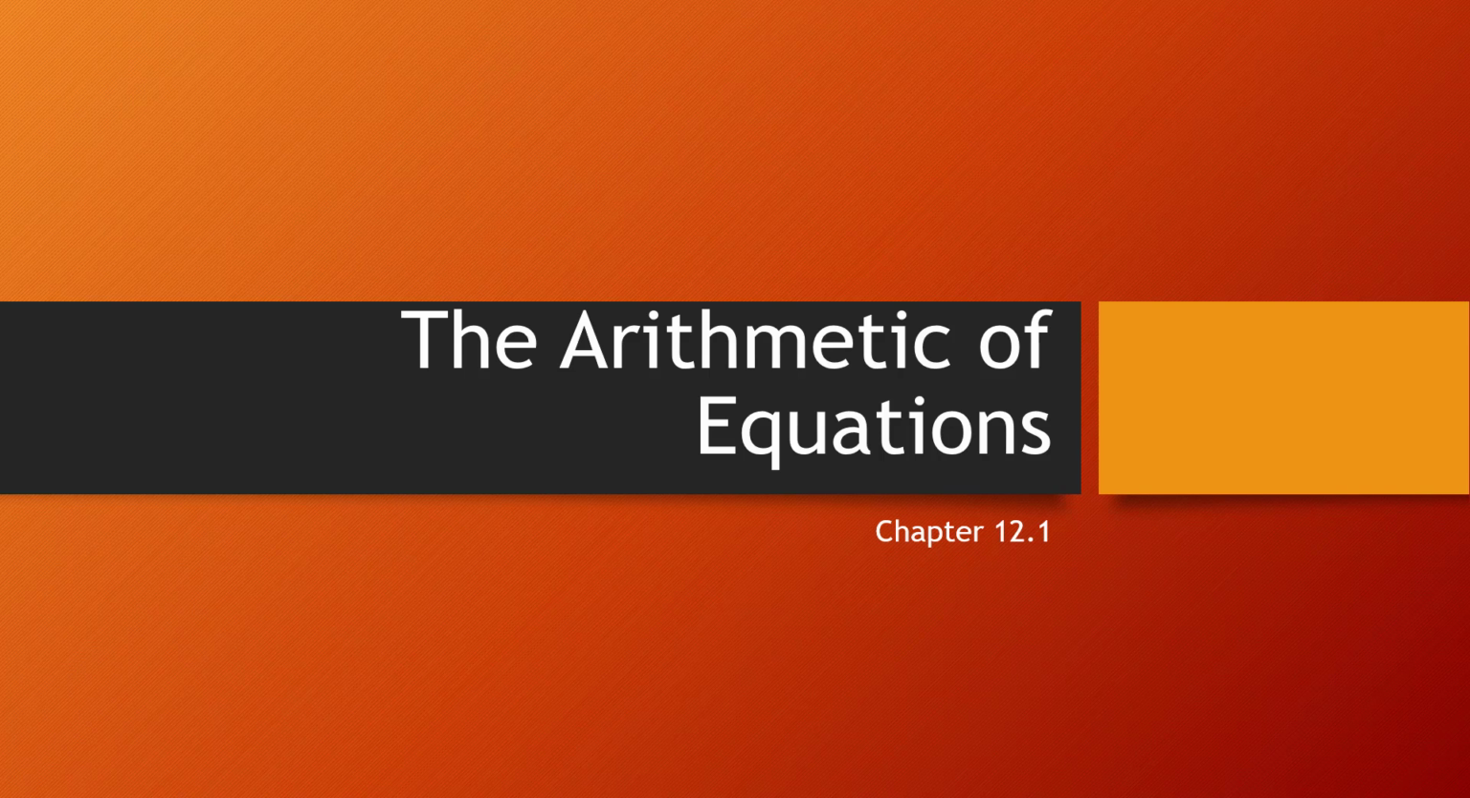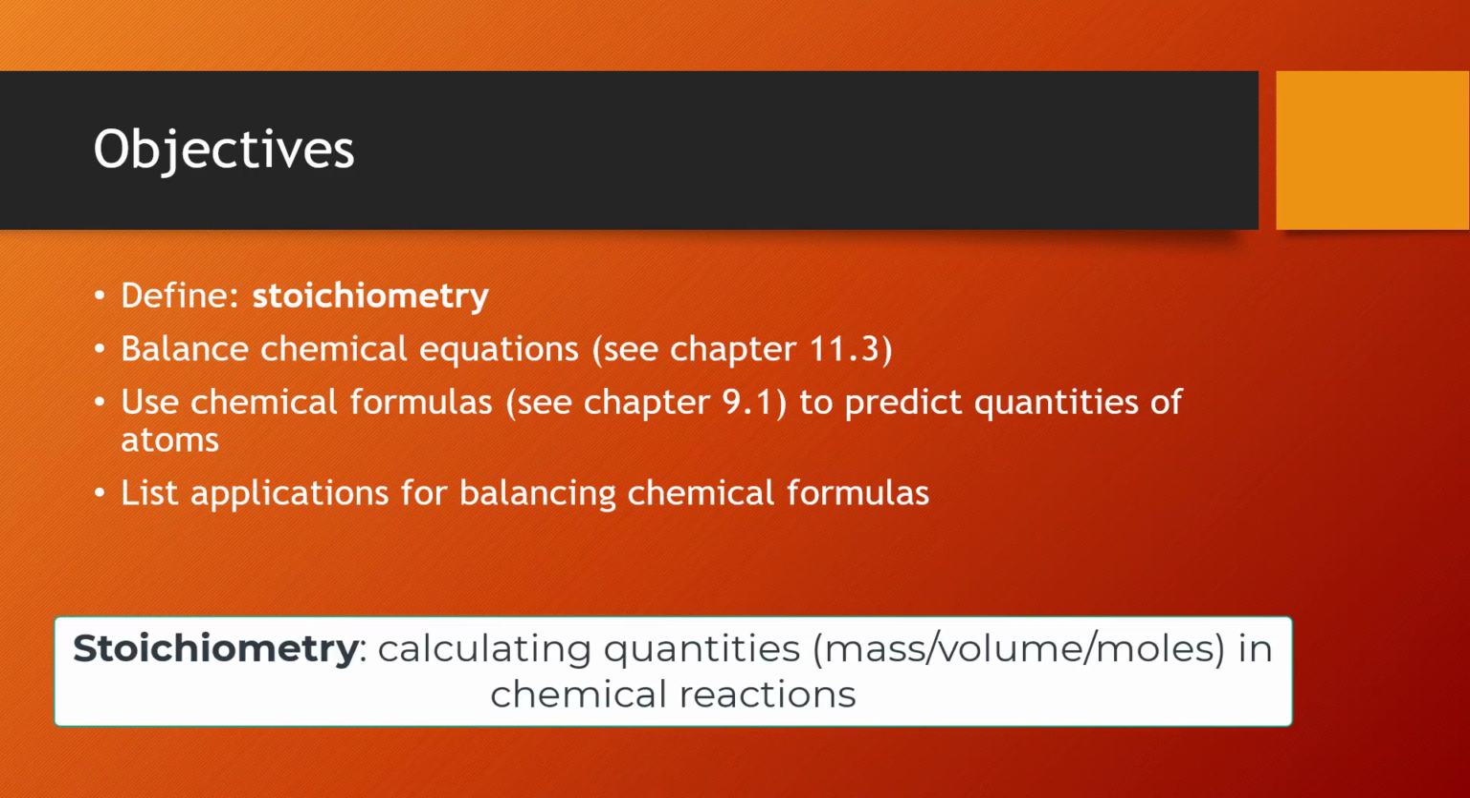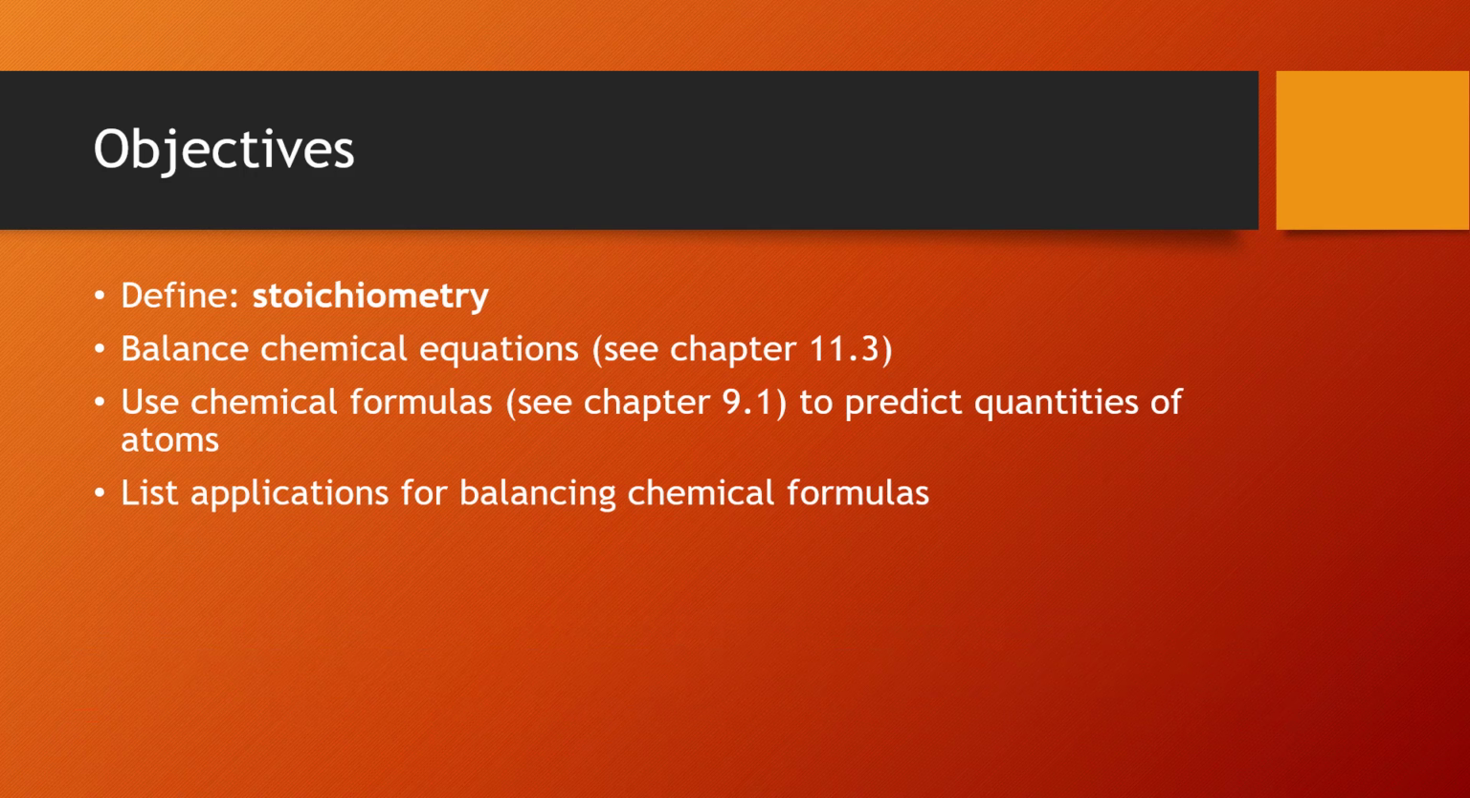As if chemistry didn't have enough math already, let's look at the arithmetic of equations and dive into stoichiometry. Well, first off, define stoichiometry. Stoichiometry is the calculation of quantities when you're looking at chemical reactions and the products and reactants. Essentially, it's a way of doing math better in chemistry.